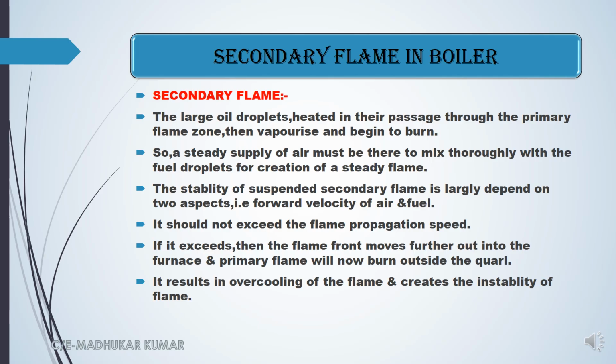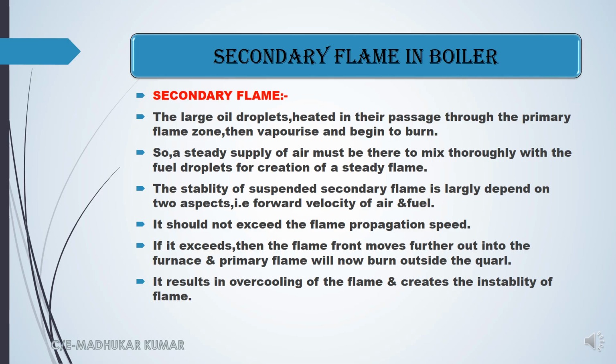The stability of the suspended secondary flame largely depends upon two aspects. What are the two aspects? Number one, which we have seen, the forward velocity of the air and the fuel. So air and fuel both are mixed. How much is the velocity of the secondary air? That is basically creating the length of the suspended secondary flame. If it is more, then what will happen?